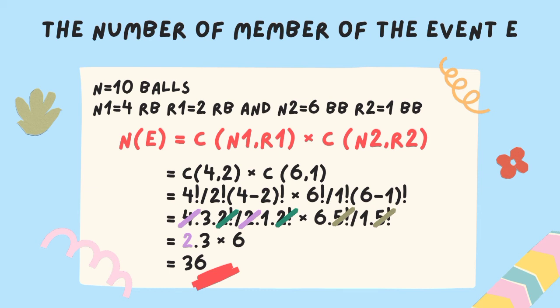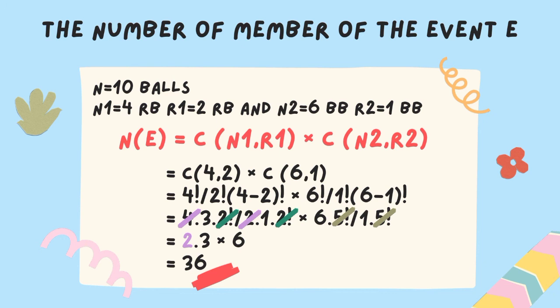You can cancel 2 factorial divided by 2 factorial, 5 factorial divided by 5 factorial, and 4 divided by 2 equals 2, so 2 times 3 times 6 equals 36. So the total number of members of the event E is equal to 36.